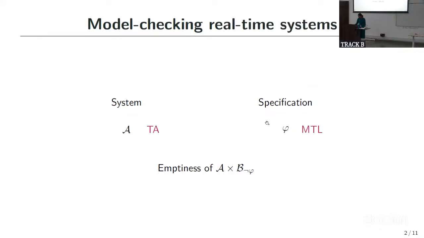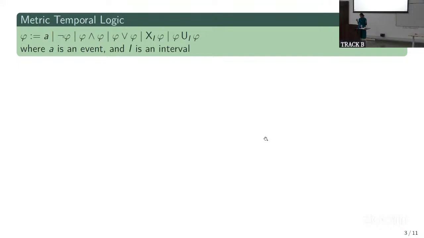In real-time systems, the system portion can be modeled using timed automata, and for the specification, we saw LTL and others in previous talks. But in real-time systems, we need to move beyond LTL in order to model properties. So we use something called MTL. So what is MTL? Metric temporal logic.